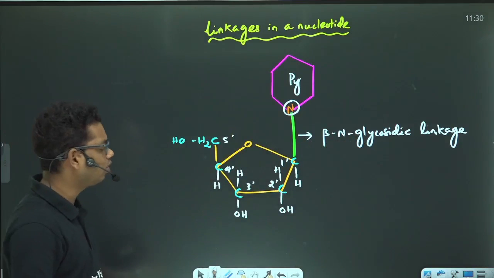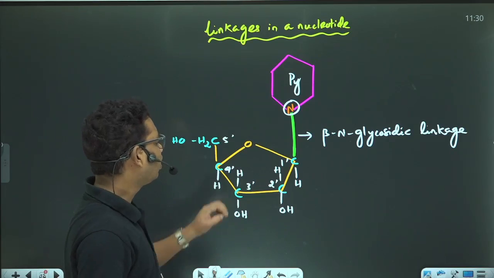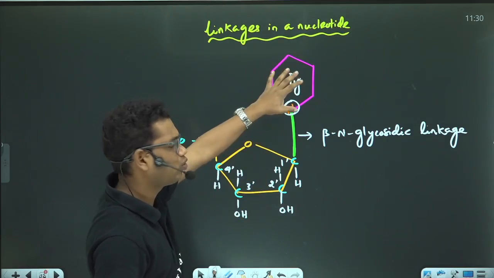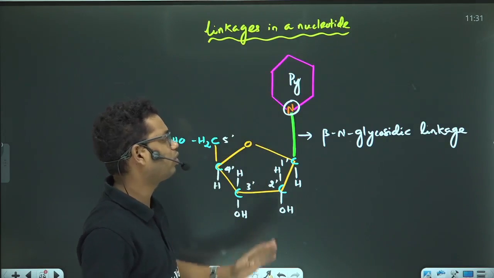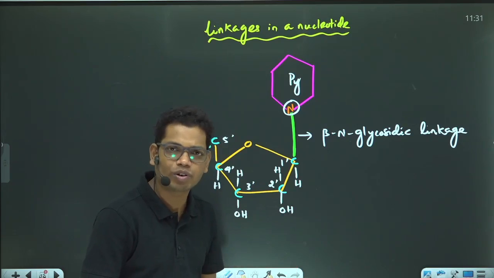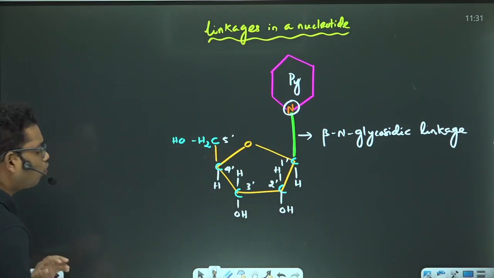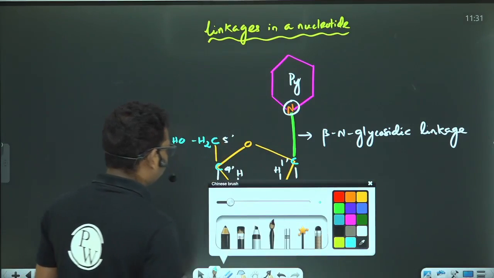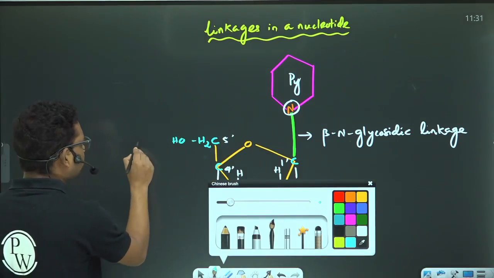So one thing you have to remember is that in a nucleoside we have sugar and nitrogenous base, and between sugar and nitrogenous base, the beta N glycosidic bond is present. Now I have to draw the phosphates. So suppose this is the phosphate.